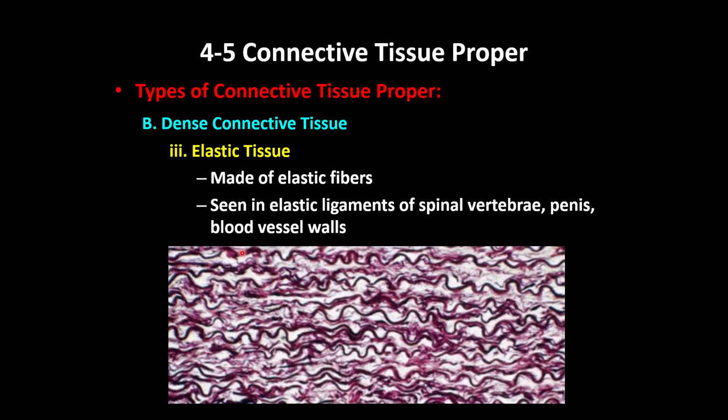So where do you see them? In the spinal vertebrae and the blood vessels. This image actually is from the blood vessels. Why in the blood vessels? Because the blood vessels can distend and collapse, so they need some elasticity. And also in the penis, same idea there. It can go to different sizes, so it needs some elasticity.